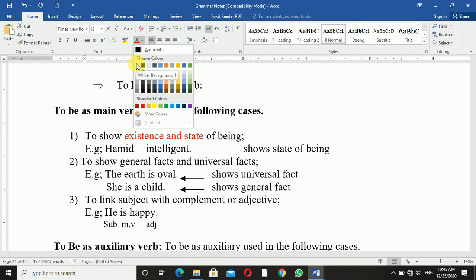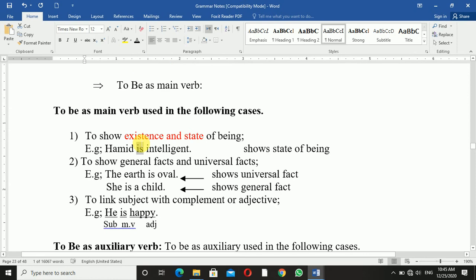Intelligent does not make any sense. It does not make any sense. But if I say Hamid is intelligent, so here this completes the sentence, and this word shows what? This word shows the state, right? The state of intelligence, right? He's intelligent. Now here the to be verb is used to show existence.